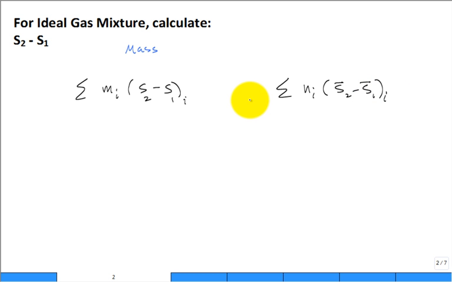What does that bar mean again? It's on a molar basis. That's the notation for this book: the bar over a U, let's say U bar, or over an H, or over an R, is all on a molar basis.